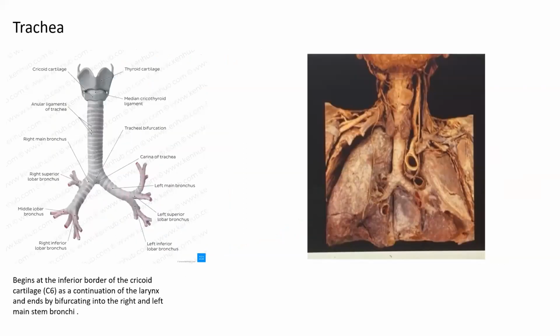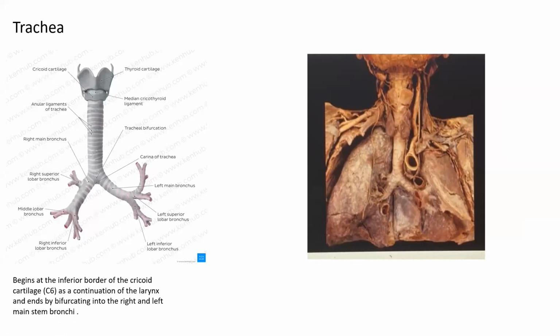So moving on to the trachea, this region here. The trachea begins at the inferior border of the cricoid cartilage, as you can see, and it's a continuation of the larynx, and it ends by bifurcating into the right and the left main stem bronchi at the level of the sternal angle. It's approximately 12 centimeters in length, has around 16 to 20 incomplete hyaline cartilages, these cartilaginous rings that open posteriorly towards the esophagus, and they prevent the trachea from collapsing.